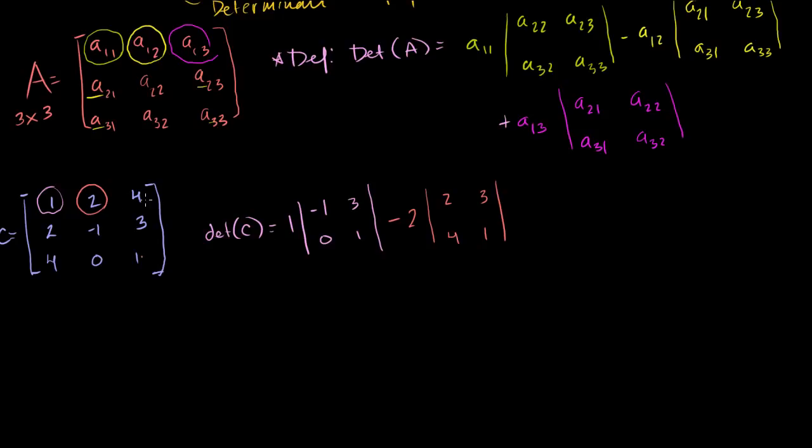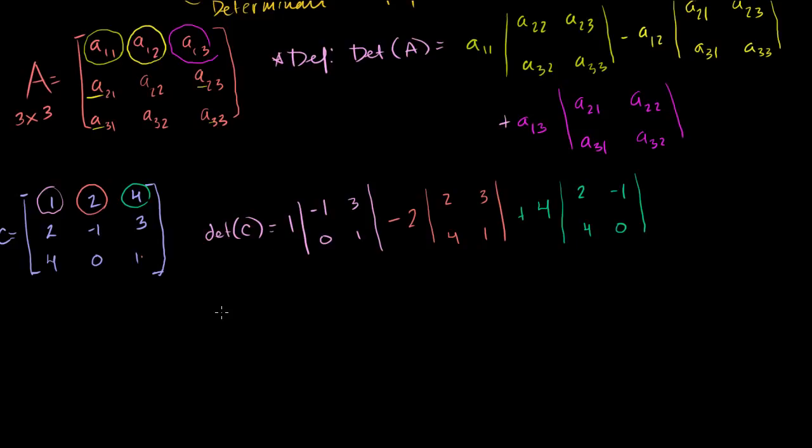And then finally, we'll have plus. We went plus, minus, plus. So finally, we'll have plus 4 times the determinant of the submatrix if you get rid of that row and that column. So 2, -1, 4, and 0. Now, these are pretty straightforward. These are not too bad to compute.